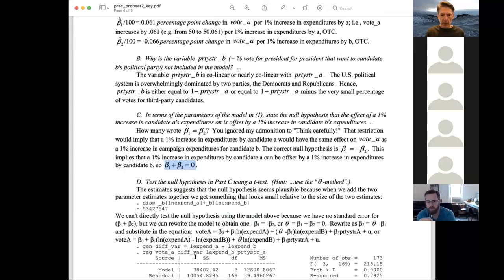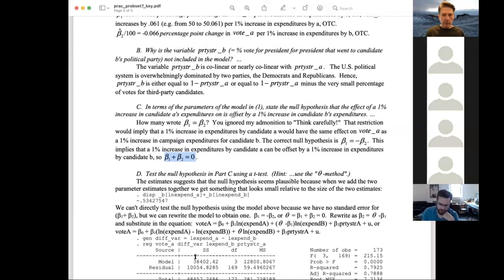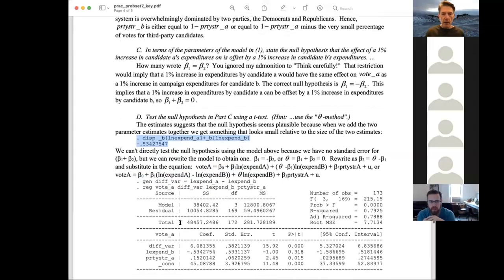That's offset. And again, this is a theta method problem. We can figure out from our original regression what the difference is going to be, and then apply the theta method. And when you just work out the algebra, we end up having theta on the log expenditure B variable. And we can always double check ourselves because here it is calculated from our original model. So we did the theta method correctly, but now we have a standard error and 95% confidence interval as well.